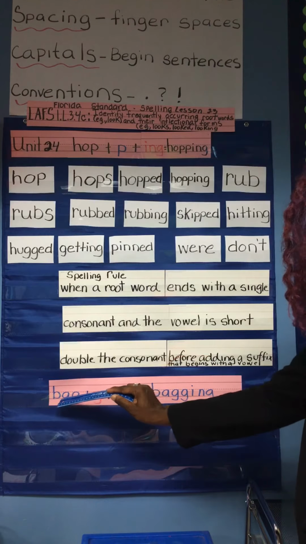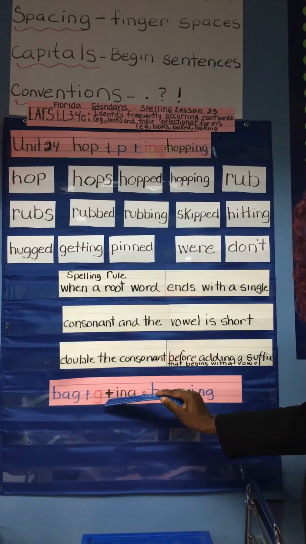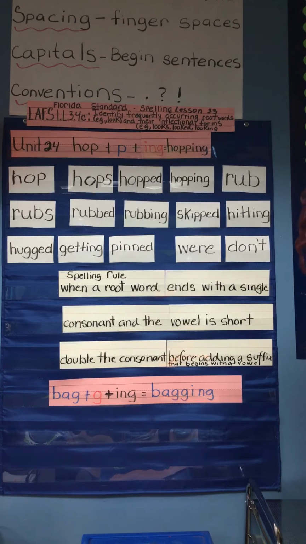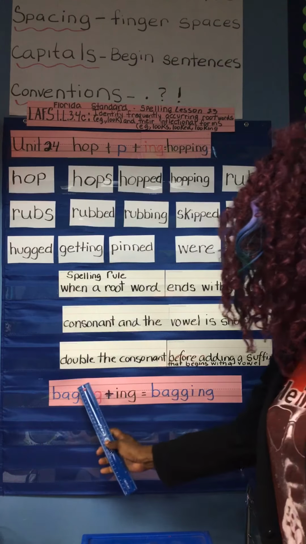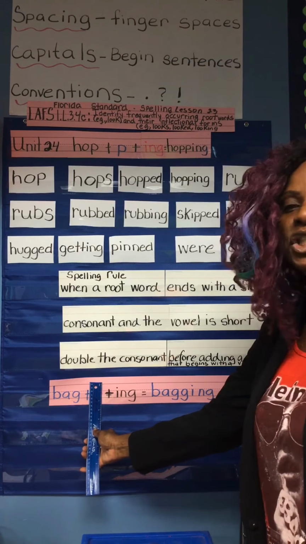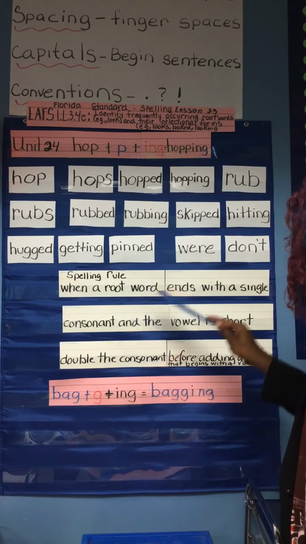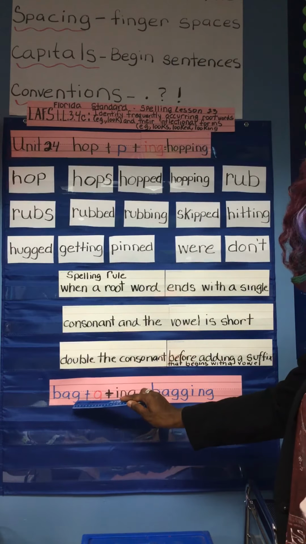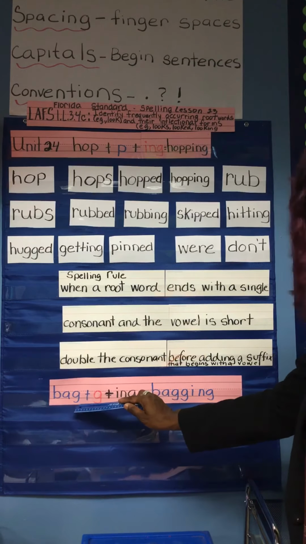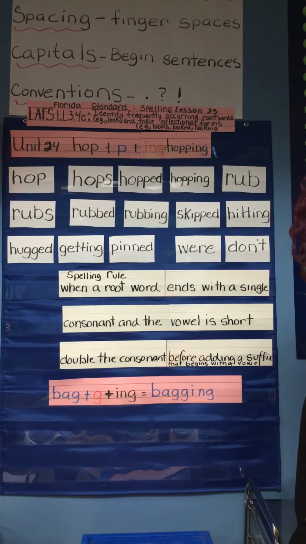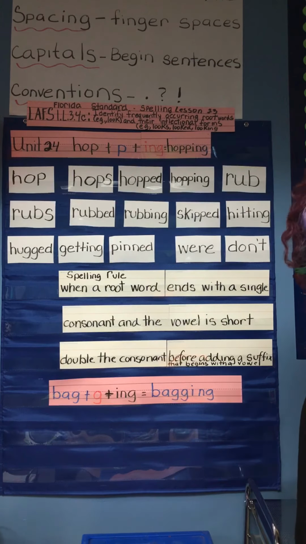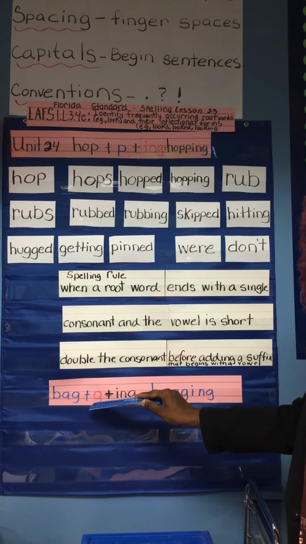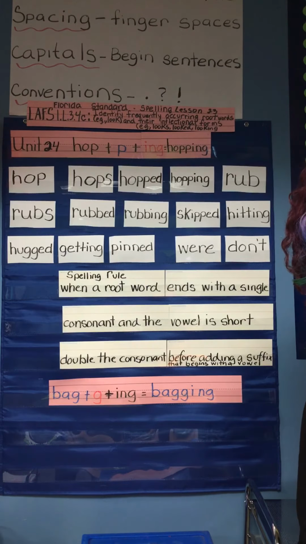You double it. Bag plus g plus ing. Bagging. Then you add the suffix. Okay? Then you can add the suffix. You may not add bag plus ing with one g. If it fits this rule, if it has a single consonant and a short vowel sound, you must double the consonant and then you add your suffix. This is the rule for adding suffixes. Okay, and so far we've learned ed and ing. This rule applies for when you would like to add a suffix. You must double the final consonant before adding your suffixes.